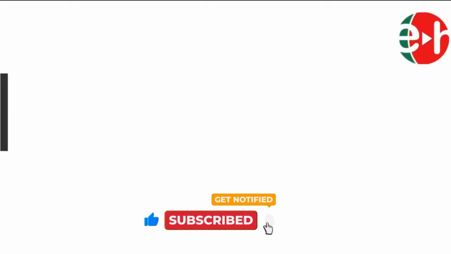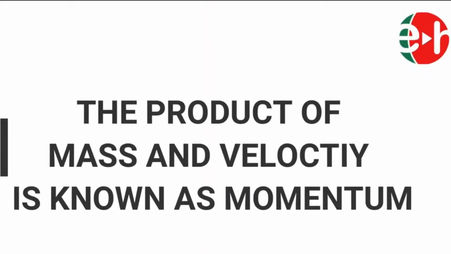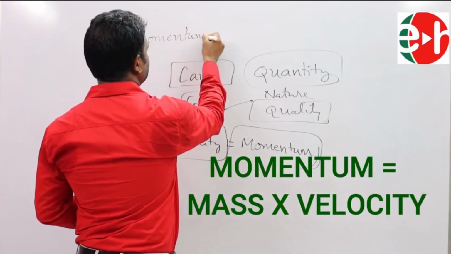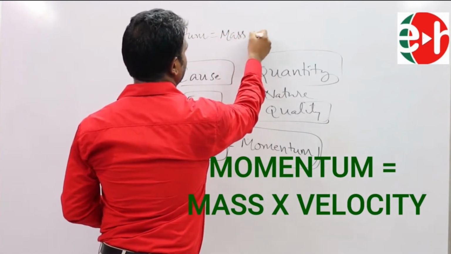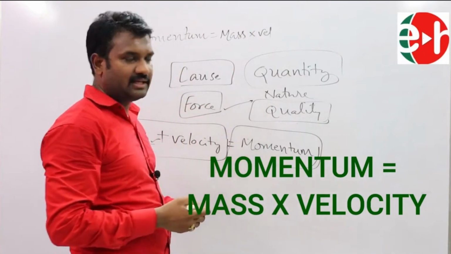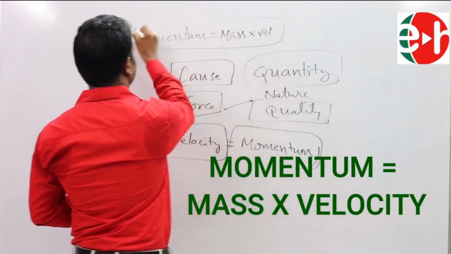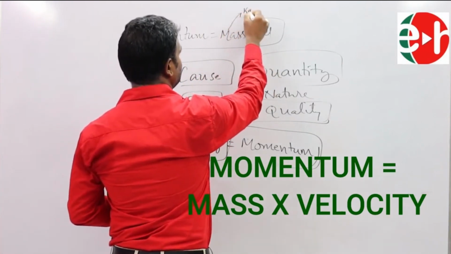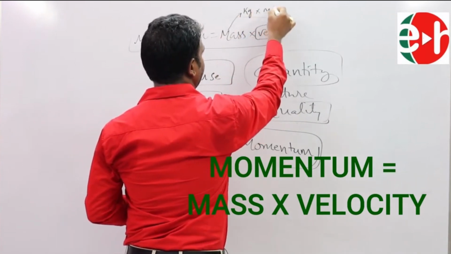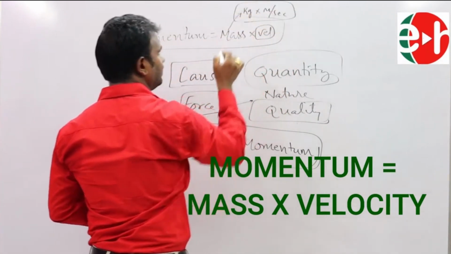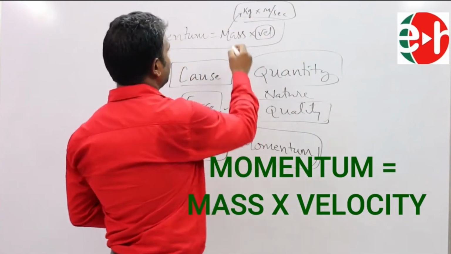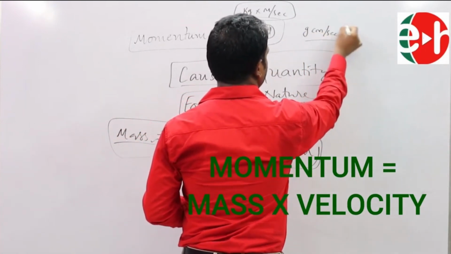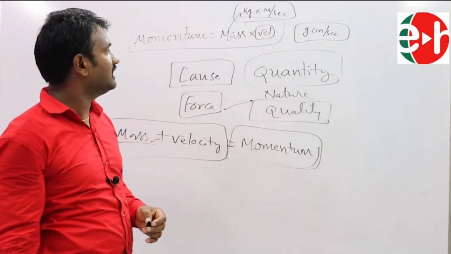When the body is in motion, it has mass and velocity, which is known as its momentum. Momentum is equal to the product of mass and velocity. What are its units? The unit of mass is kg and the unit of velocity is meter per second. These are SI units. What about CGS units? Mass in grams, velocity in centimeter per second. These are our CGS units, gram centimeter per second.